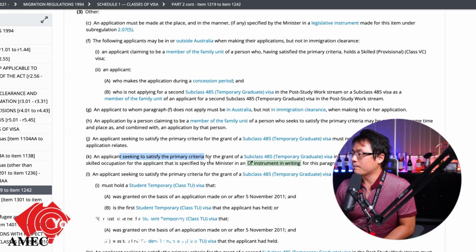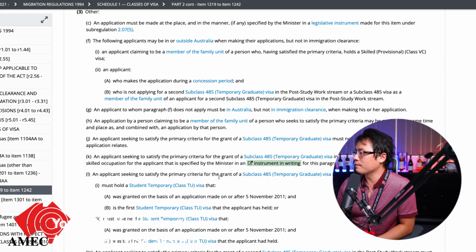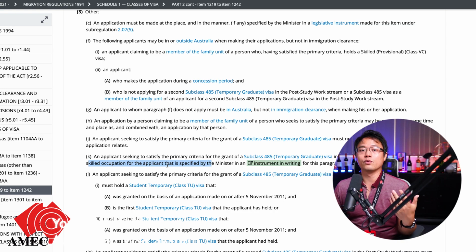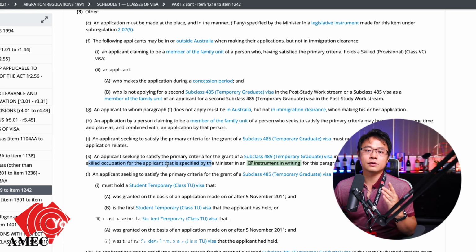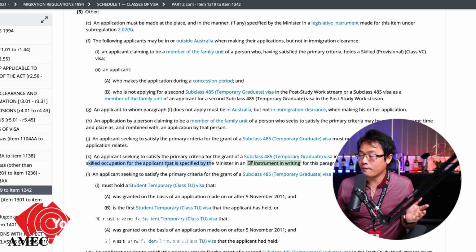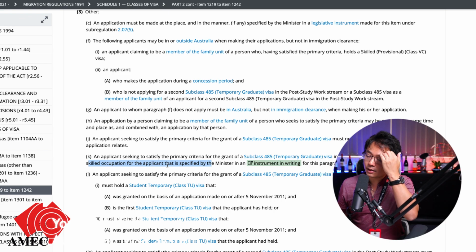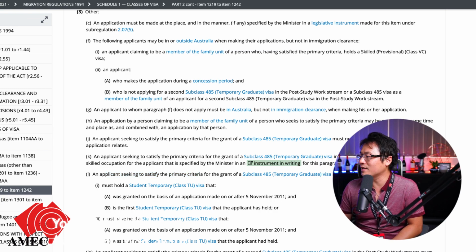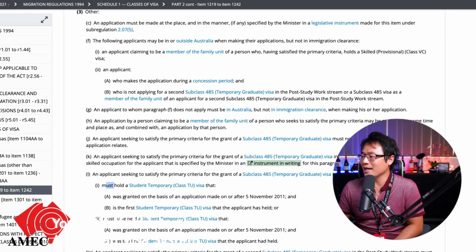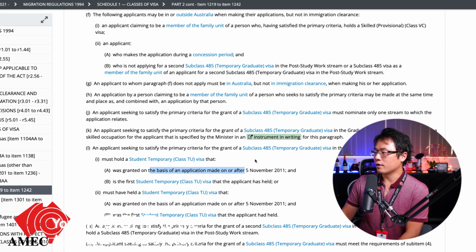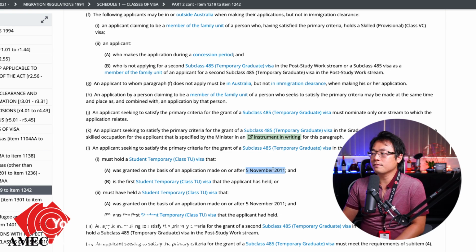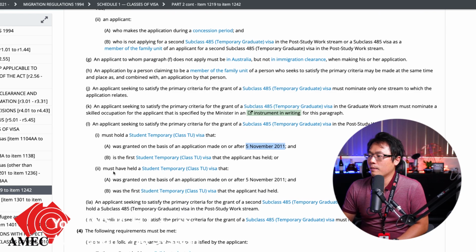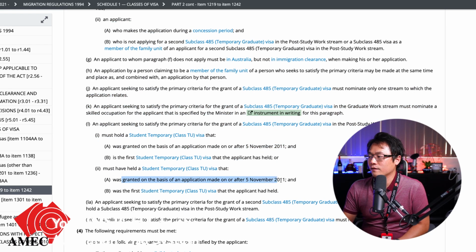Applicants seeking to satisfy primary criteria for the Graduate Work stream must nominate a skilled occupation. Of course, that means if you're going to go through Graduate Work, you're required to go through skill assessment, and those occupations have to be in the MLTSSL. Now, I don't know when they're going to change that, but at the moment it's the MLTSSL. Applicants seeking to satisfy the 485 visa PSW must hold a student visa that was granted after 5th of November 2011. Okay, and that was the first student visa, and they must hold that visa after 5th of November.